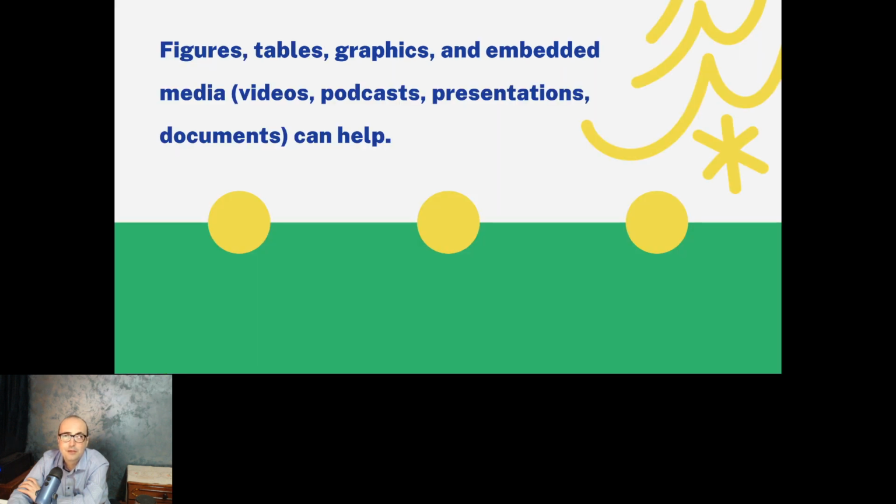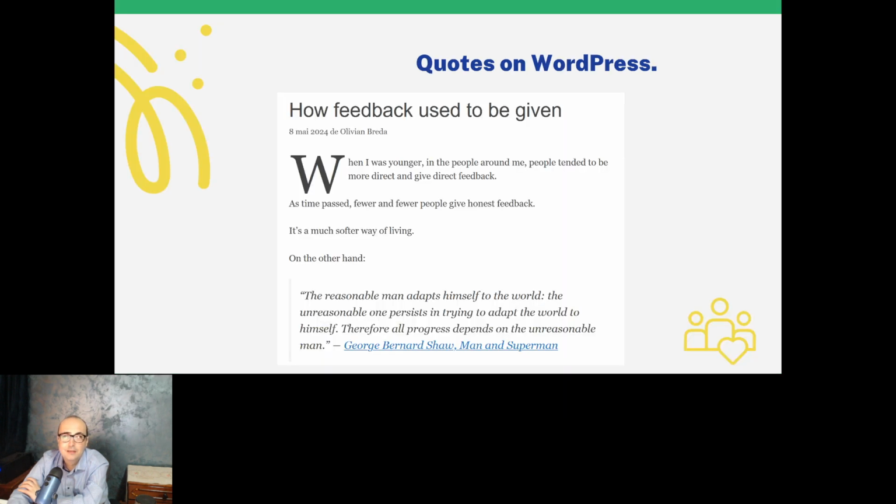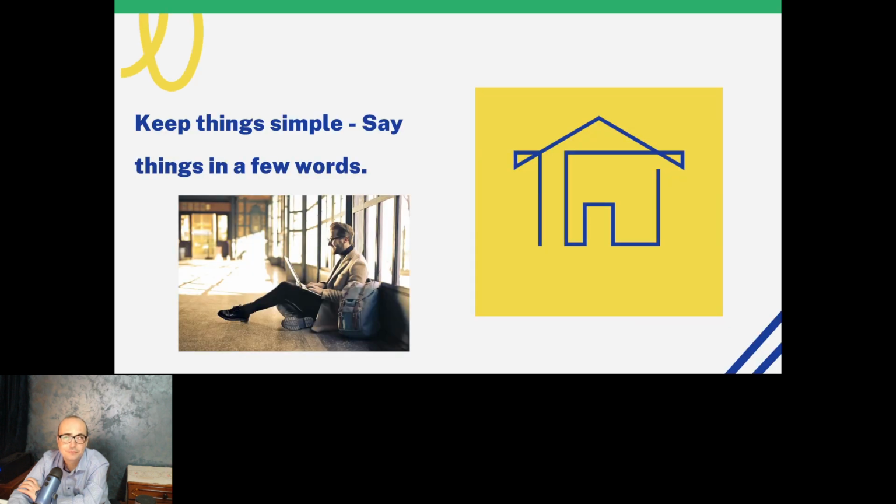If you use figures, tables, graphics, and embedded media, these can help make your article look very nice. In WordPress, see an example article: at the bottom there is a quote, and it looks different. If you use the special formatting called quoting, it makes your article look better. Also, you see the W. We will talk later about the drop caps feature.